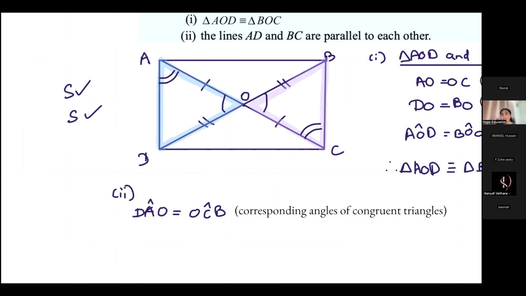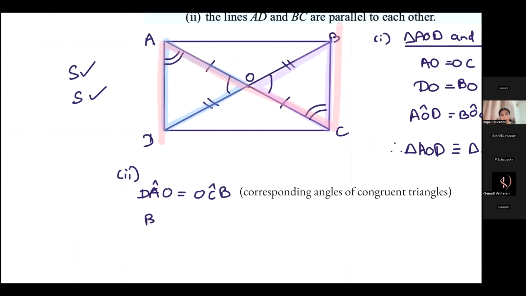Look, they are in the Z shape. See, this is in the Z shape. Right? They are equal because they are corresponding angles of congruent triangles, but they are also in the Z shape. So, like we said earlier, they are alternate angles because they are in the Z shape, no? So the two angles are equal, they are also alternate angles. If alternate angles are equal, now we can say AD side is parallel to BC side. Now only we can say that. AD is parallel to BC. Now we say that.